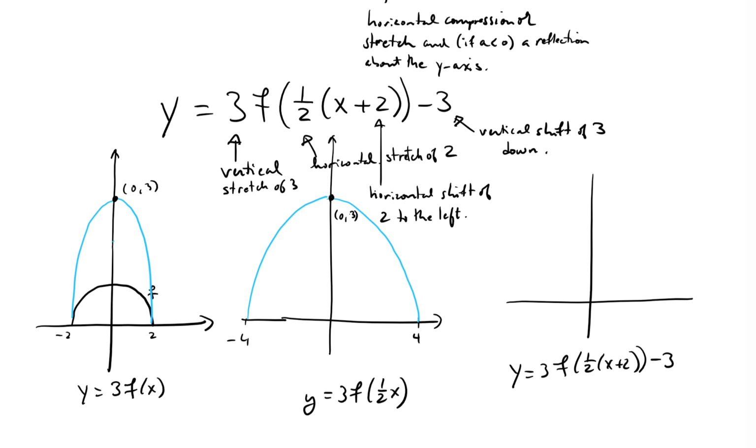Just realized I made a mistake. I don't know if you spotted it, but when I did my stretch, this was at 2, so when I stretch it by 3, this should be 6. So now let's keep track of our vertex, which is at 6. I shifted 2 to the left, 3 down. It's going to end up at minus 2, 3. I subtract 2 from 0 and subtract 3 from 6.